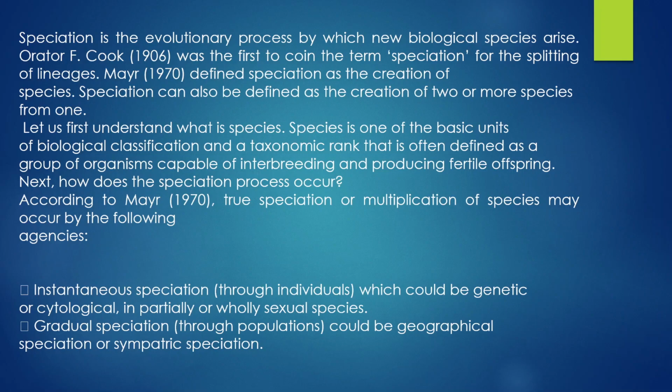Next, how does the speciation process occur? According to Ernest Mayr, true speciation or multiplication of species may occur by the following agencies. First is instantaneous speciation, which occurs through individuals. It could be genetic or cytological in partially or wholly sexual species. The next is gradual speciation, which happens through populations. It could be geographical speciation or sympatric speciation.